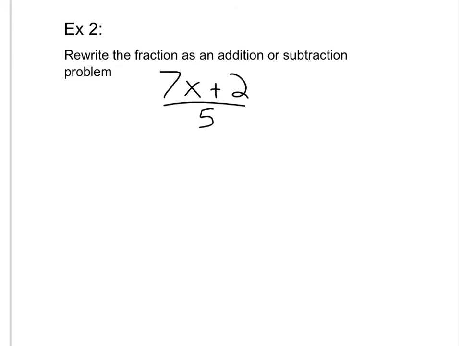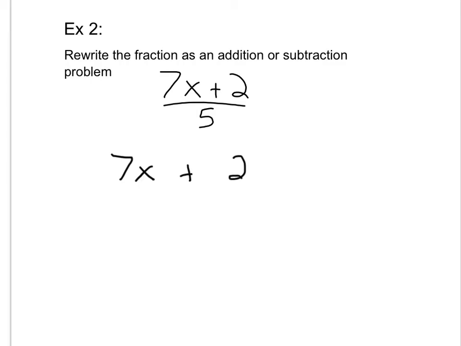You get a problem like this. Example 2 says, rewrite the fraction as an addition or a subtraction problem. When we have an addition or subtraction on top of a fraction or on the bottom of a fraction, we can really split this. What this does is it splits the top into 2 parts. So here's all I need to do. I need to split my top parts. So I'm going to just write 7x plus 2 like this.